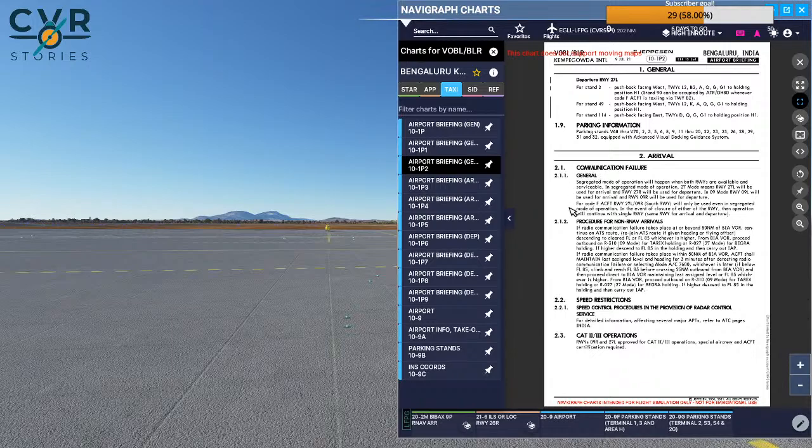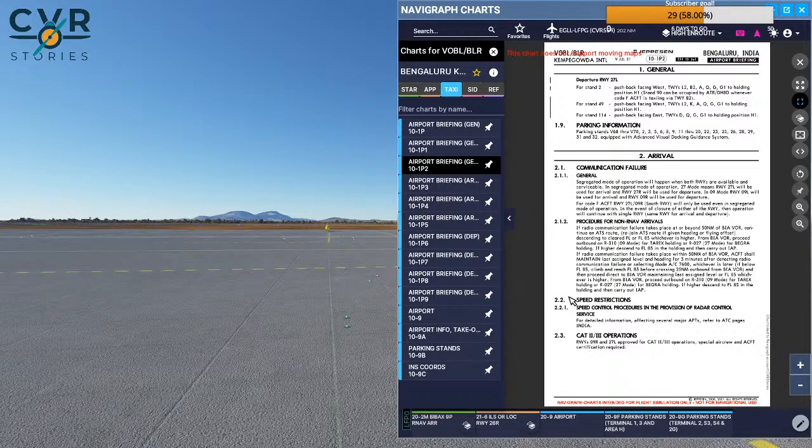For example, this communication failure procedure differs airfield to airfield, right? Although it is quite similar in some of them, you can have a major difference. Or for example, let's say if we go to Mumbai, right?